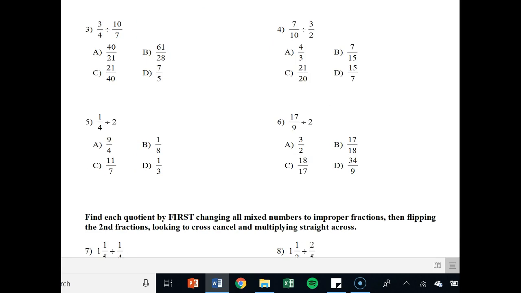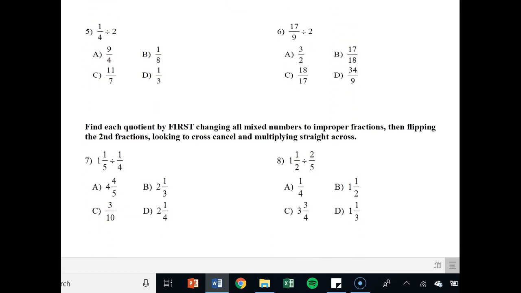Number 3. Again, we got a fraction here, so we invert the second fraction and we change our division to multiplication. So it becomes 3/4 times 7/10. Now I look to see if I can cross cancel anything. 4 and 7 have nothing in common that I can divide them by that's bigger than 1, and 3 and 10 have nothing in common that I can divide them by that's bigger than 1. So I just multiply straight across. 3 times 7 is 21, 4 times 10 is 40, and my answer is C.